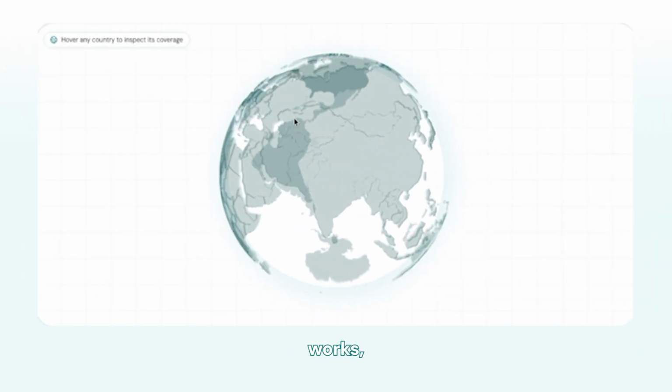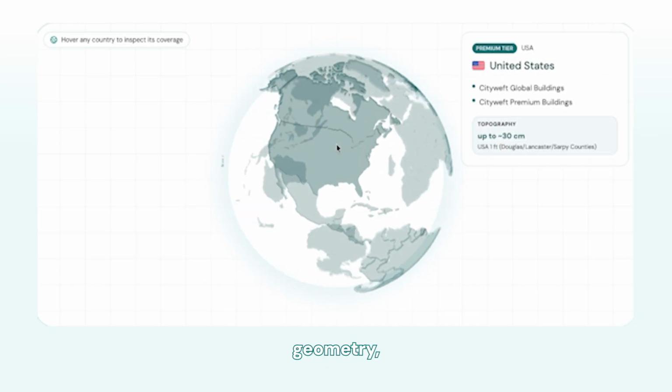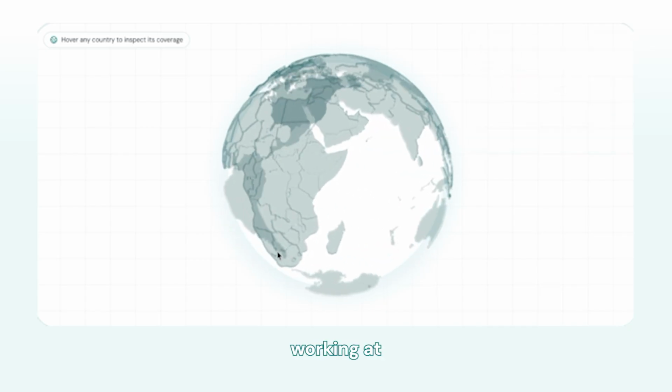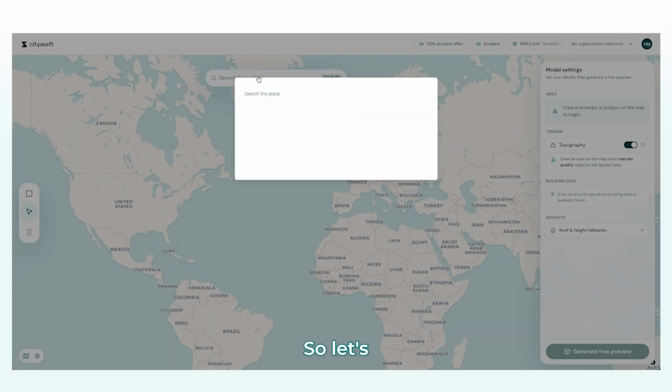Before I show you how it works, here's a bit of context. Cityweft covers over 200 countries with real building geometry, not flat boxes, actual roof forms and structures, built for teams working at scale across dozens of sites simultaneously. So let's get into it.